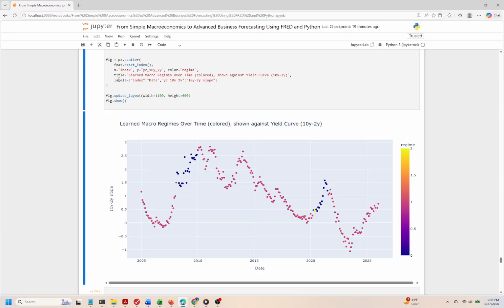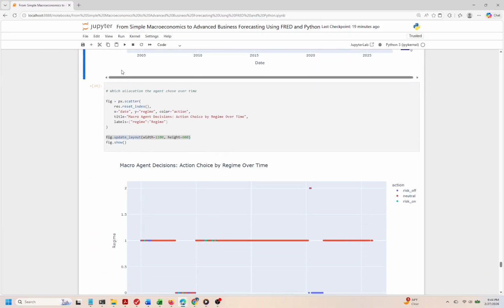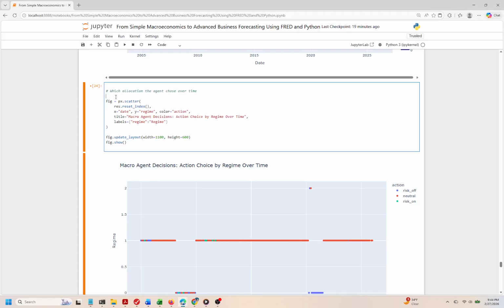Cell 31. In this section, we're visualizing the choices made by our macro agent over time, specifically focusing on how those decisions relate to different market regimes. Understanding this visualization is crucial because it can help us identify patterns in the agent's behavior depending on varying market conditions. The core of this code snippet leverages Plotly Express to create a scatter plot that effectively displays the agent's actions across different dates and regimes.